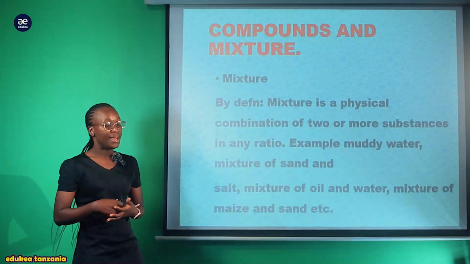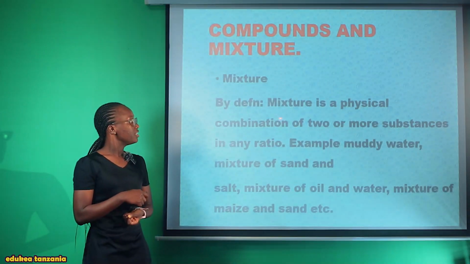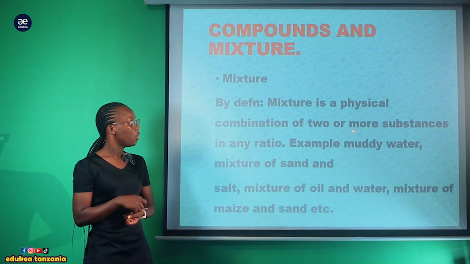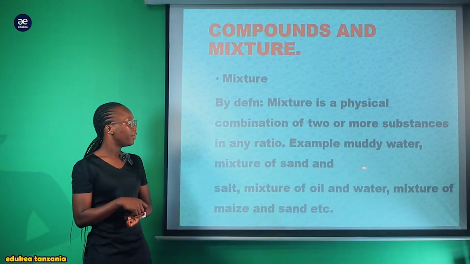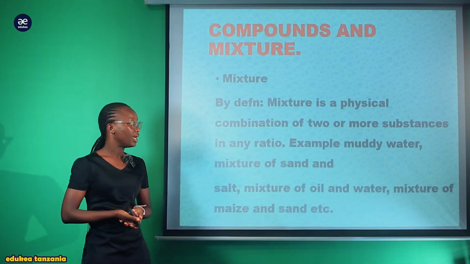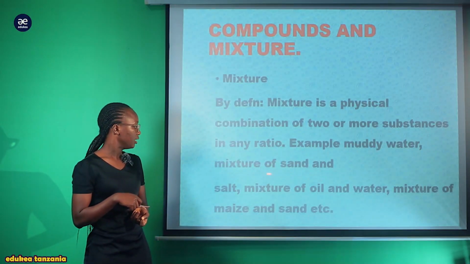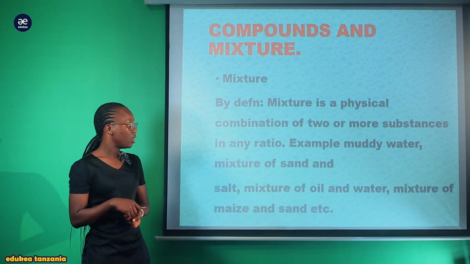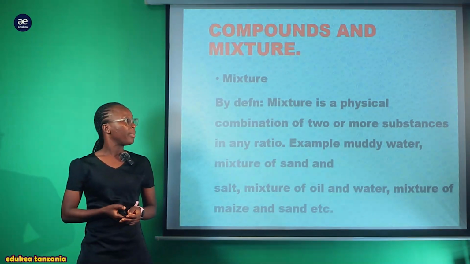Now let us see about the mixture. By definition, a mixture is a physical combination of 2 or more substances in any ratio. For example, we have muddy water, that is a mixture. We have a mixture of sand and salt. We have a mixture of oil and water, also a mixture of maize and sand, and so on. Kwamba hapa tunaangalia physical combination.